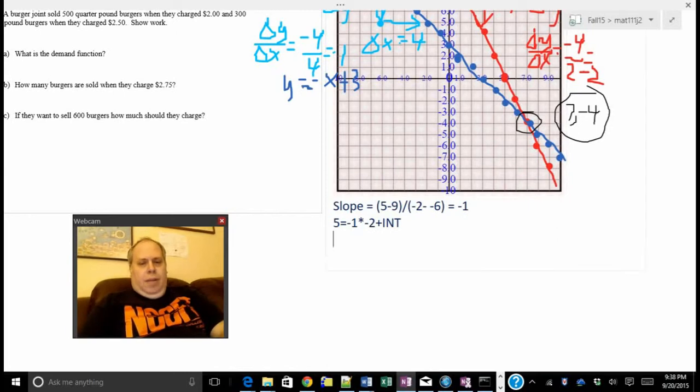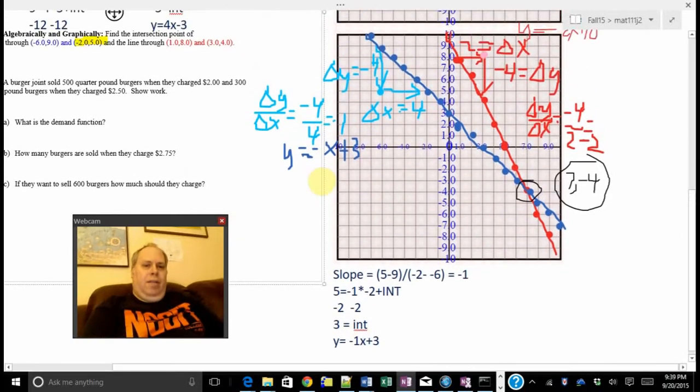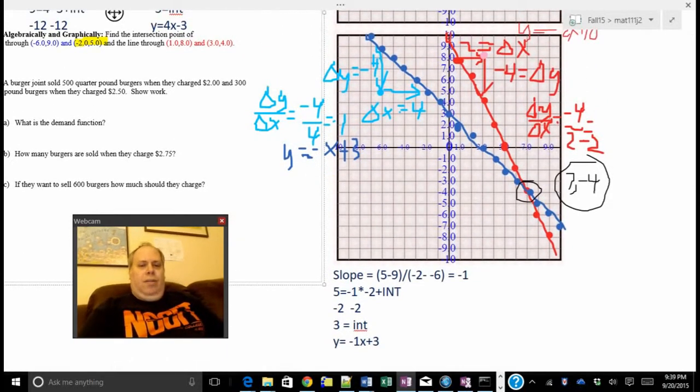Well, so now I'm going to subtract 2 from both sides, because I think you all know -1 times -2 is 2. So we subtract 2, and we get 3 is the intercept, and our blue formula becomes y equals -1x plus 3, which matches what you can see on the screen: y equals -1x plus 3.